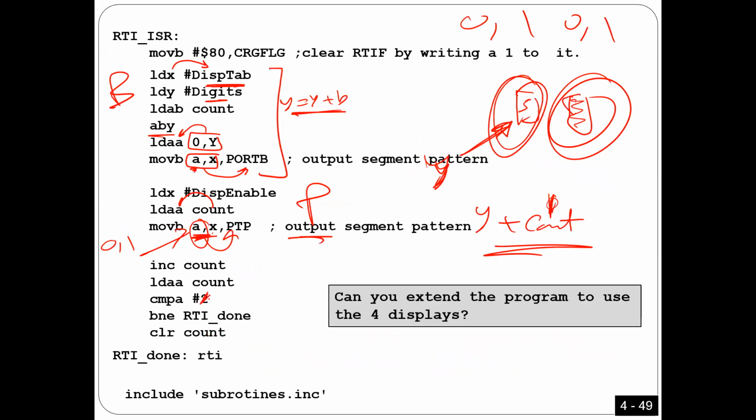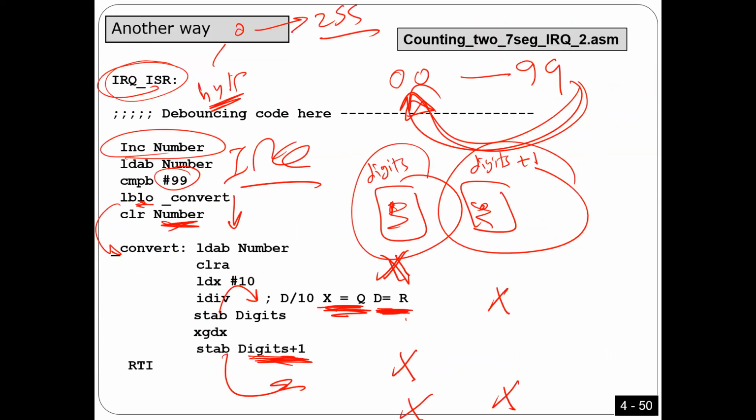Instead of clearing count when it is 2, I'm going to clear it when it is 3, because I need 0, 1, 2. Is that okay? Also, you have to make some change here, guys.